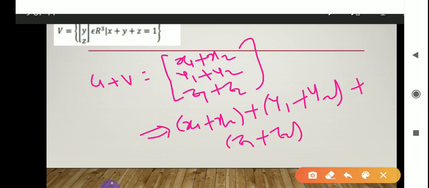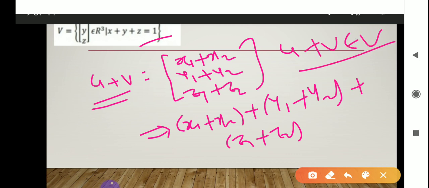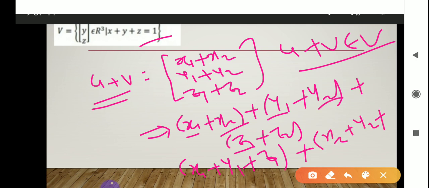What should its value be? 1. If we get the value of this term as 1, then we can say that u plus v belongs to V, means additive property holds. Okay, so how do we write here? x1 plus y1 plus z1, write in one bracket, plus in another bracket write x2 plus y2 plus z2. And what is the value of x1 plus y1 plus z1? That is 1, plus x2 plus y2 plus z2 is 1.